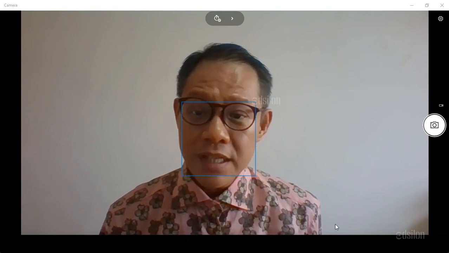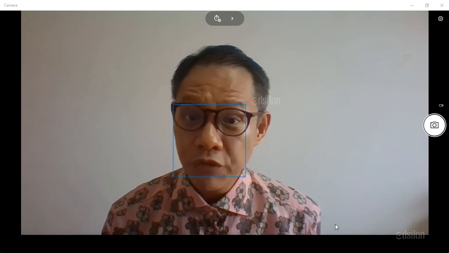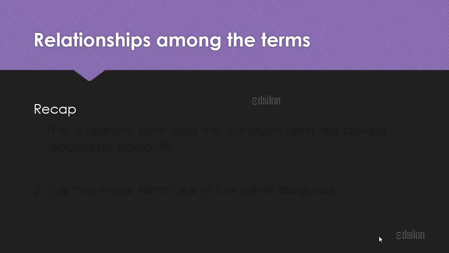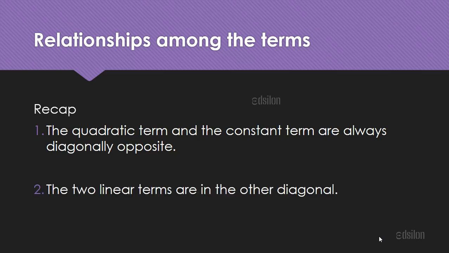Are there any more interesting features among the four terms obtained in the blue boxes in the multiplication frame? Let us now find out. To recap what we have noticed about the four terms in the blue boxes, 1. The quadratic term and the constant term are always diagonally opposite. 2. The two linear terms are found in the other diagonal. Besides these two, there are two more features that I want you to take note of.